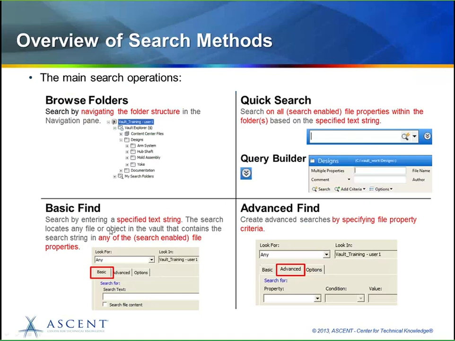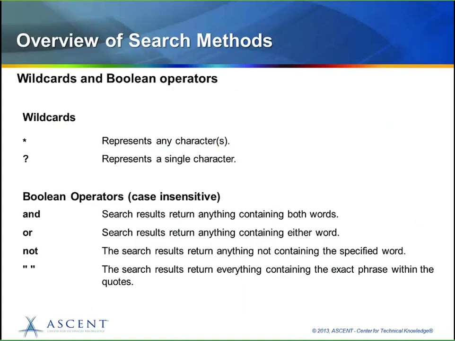And basic find, similar to quick search, allows you to type in that search string, and it searches any of the search-enabled file properties as well. So again, as we recall, it comes up in the Find dialog. And advanced find, we pick the advanced tab there, and it allows you to specify additional file property criteria, so multiple properties. So we'll get into each of these in detail.